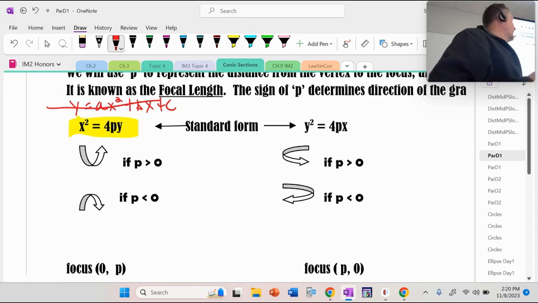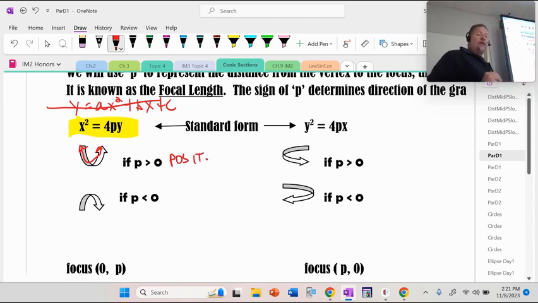Now we're going to rewrite this equation in a different format: x squared equals 4py. And what is p? I'll tell you in a minute. First of all, which is a positive direction, up or down? Up. So this is all that this says: you're going up when it's an x squared and p is positive, or you just have all positive numbers.